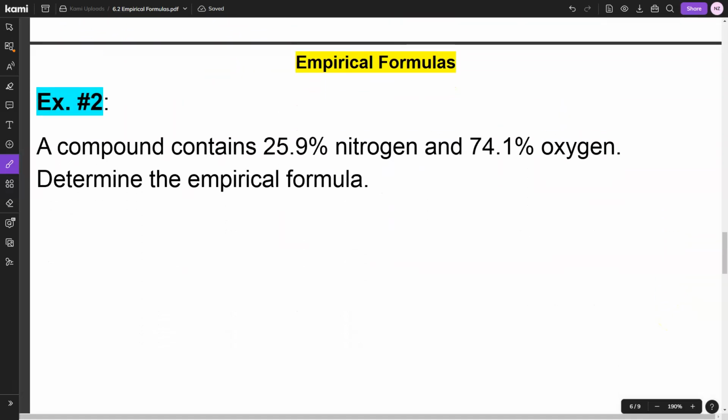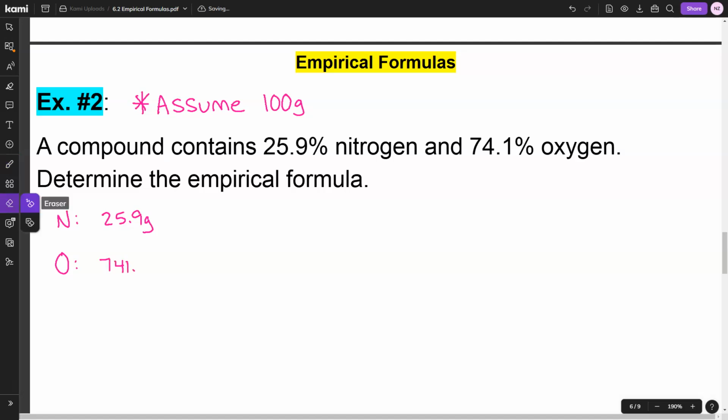In this example, we have 25.9% nitrogen, 74.1% oxygen. Determine the empirical formula. So let's go ahead and try to do this one. Again, we're going to assume 100 grams. So we've got nitrogen and we have oxygen. Nitrogen is going to be 25.9 grams. Oxygen is going to be 74.1 grams.